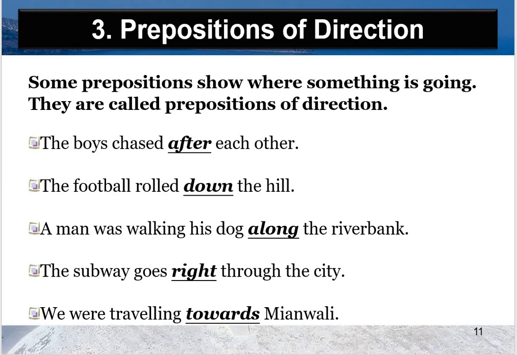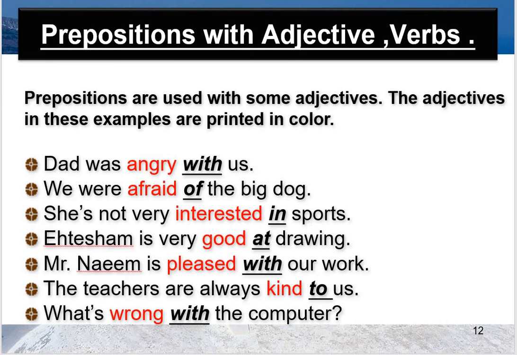Now we have discussed the definition of preposition, then types of preposition with respect to its form, then three types of preposition with respect to function. Now we want to find out certain examples where prepositions have been used. They are used with adjectives, verbs, and nouns. So look at these examples.